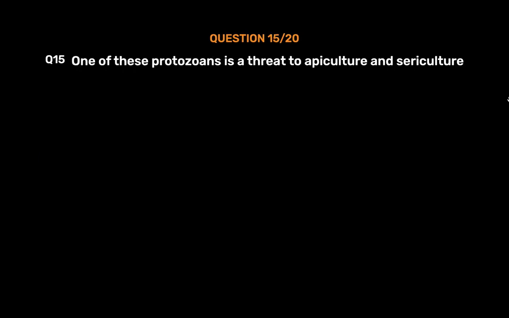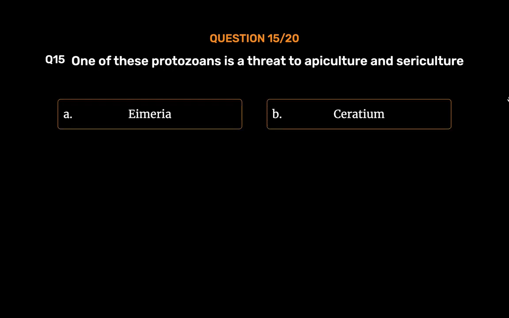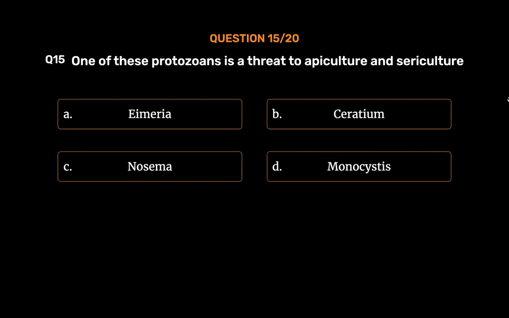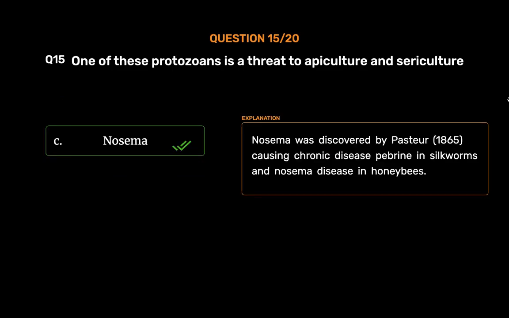Question number 15. One of these protozoans is a threat to apiculture and sericulture. Option A. Eimeria. Option B. Serratia. Option C. Nosema. Option D. Monocystis. The correct answer is Option C. Nosema. Nosema was discovered by Pasteur, 1865, causing chronic disease pebrine in silkworms and nosema disease in honeybees.